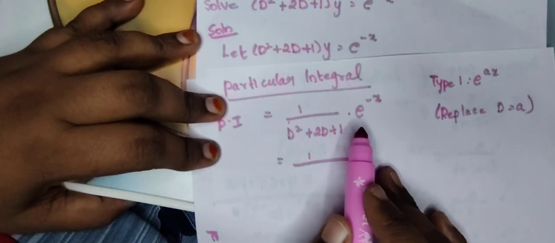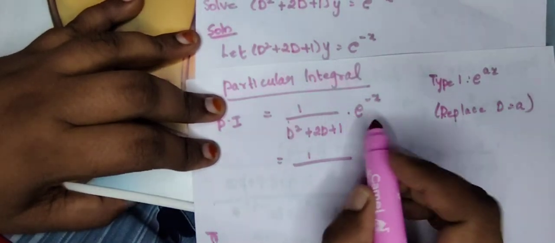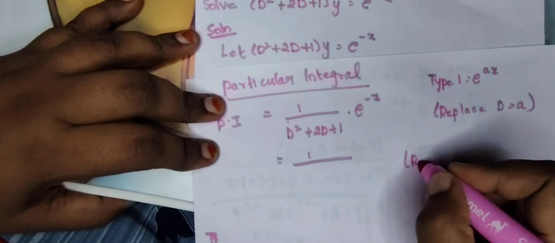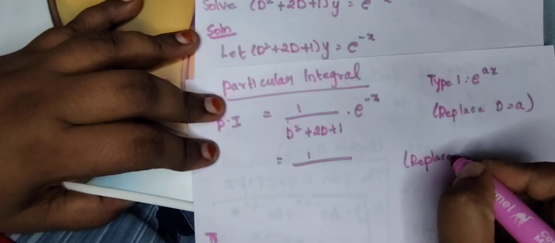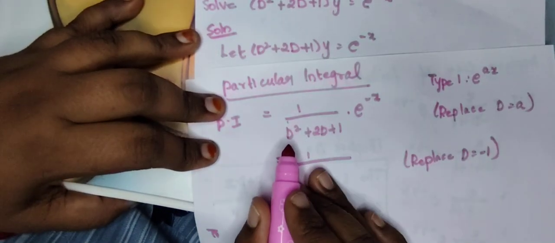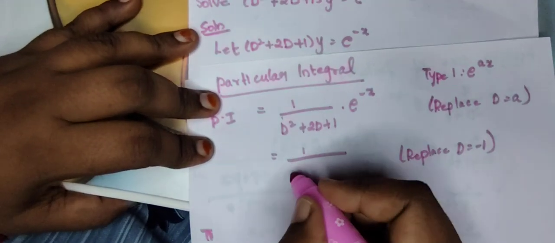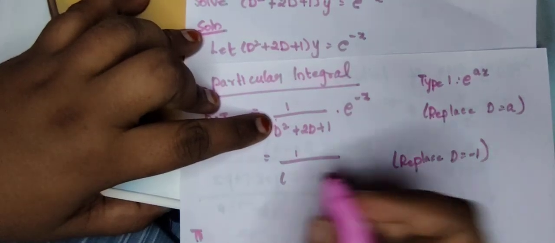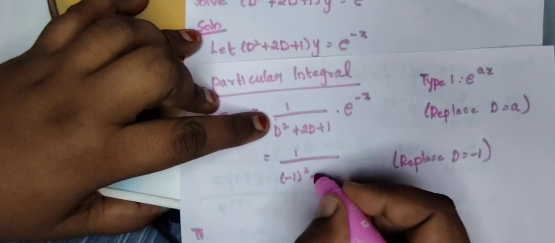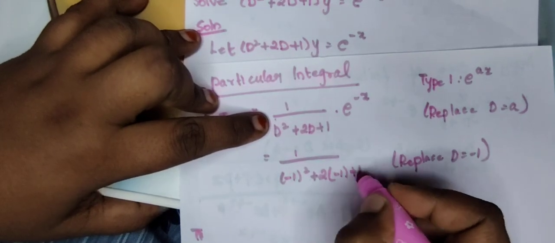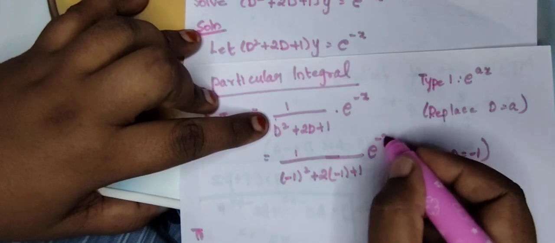So this, as you can see, this problem comes under type 1. Here you can see the value of a is minus 1. So for this problem, we'll replace d equal to minus 1 now. If you replace d equal to minus 1, then the equation will become d square, so d value is minus 1. So minus 1 the whole square plus 2 into d, which is minus 1, minus 1 plus 1 into e power minus x.